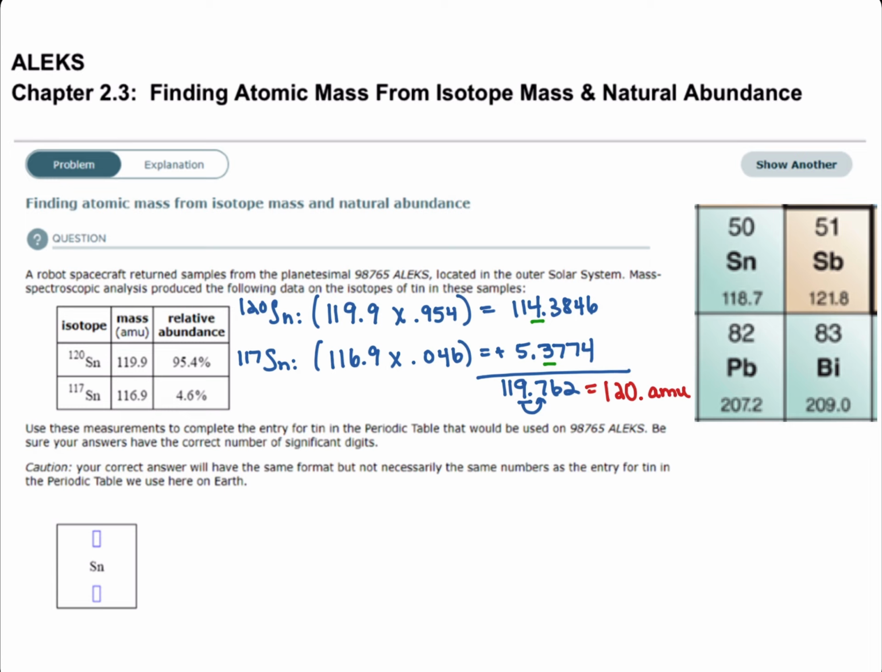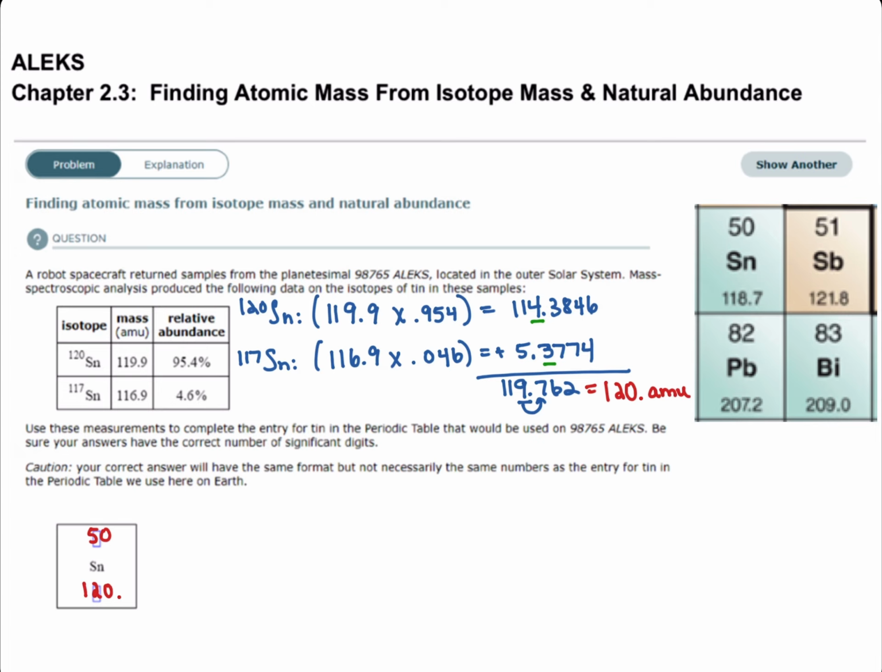Now for ALEKS, they do want you to put that decimal, so the next step to do is to go ahead and put the answer in my symbol box. So Sn is the name of the element. I'm going to put the average mass on the bottom, and then I'm going to take a look at the periodic table, and I see that tin has an atomic number of 50. That goes on top.